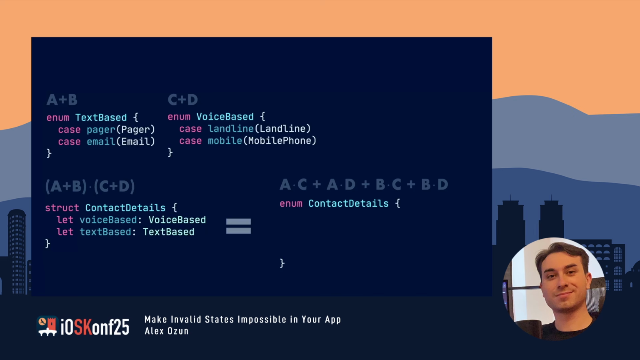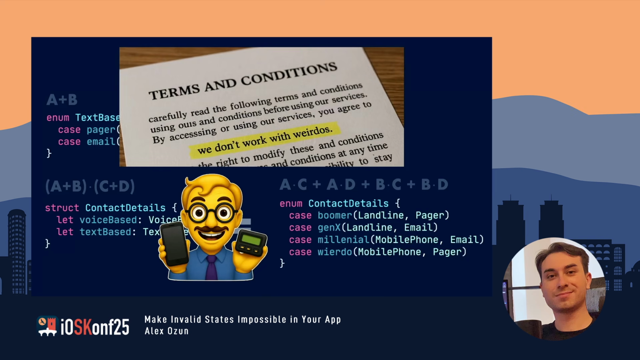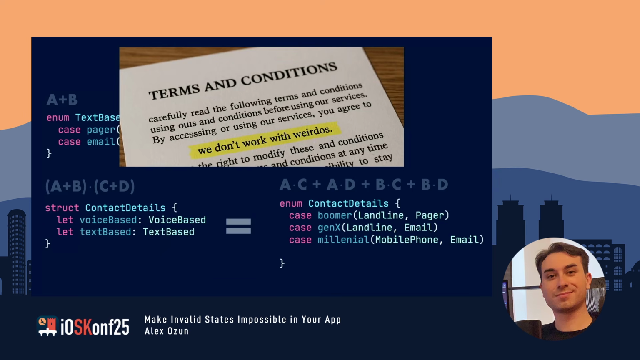So we can say, if you have a landline and a pager, well, sorry, you're a boomer, my friend. Now, if you have a landline and you upgrade it to an email, well, you're probably a Gen Xer. If you have a mobile phone and an email, that's kind of me, then you're a millennial. But if you have a mobile phone and a pager, well, I'm sorry, you're just a weirdo. Like, who does that? And according to the terms and conditions of our business, well, I'm sorry, we don't work with weirdos. So this should go away.